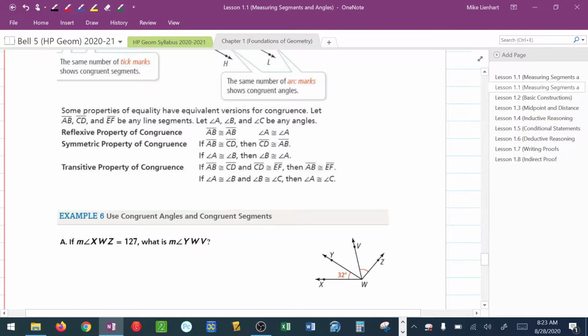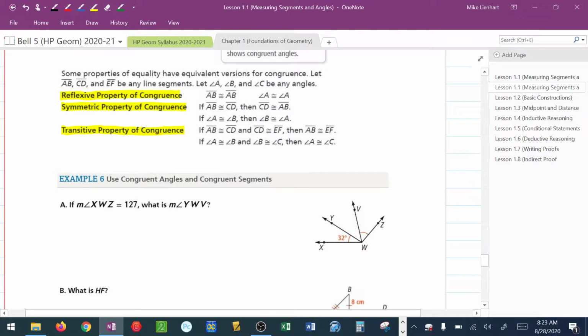Right here we have some properties of equality that you should familiarize yourself with. Reflexive, symmetric, and transitive. Hopefully you have seen these before in school. If not, let me know. We'll go over them a little bit more precisely with each other. But these are reflexive, symmetric, and transitive properties. We have to know their names because we're going to be using those names down the road.